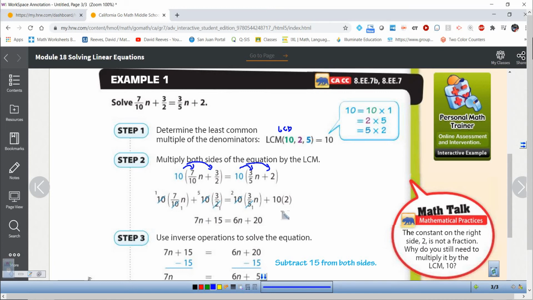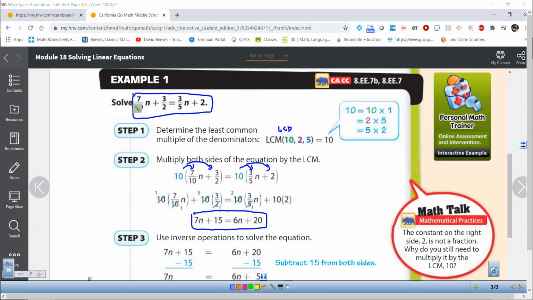By multiplying everything by 10, and they show all their work here, you can see we now have this equation here. So here is our original equation, and here is our new equation. Now, if I were to give you a choice, do you want to solve that top equation or that bottom equation? Most of you would say, well, Mr. Reeves, I'll solve that bottom equation. It looks a lot easier.